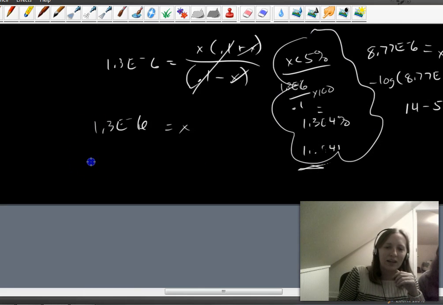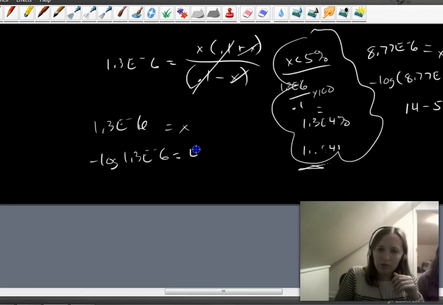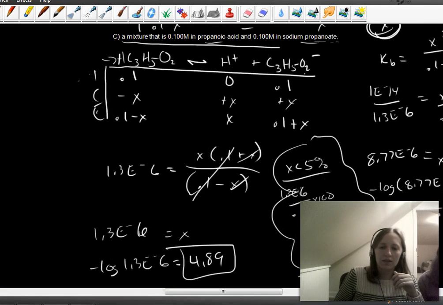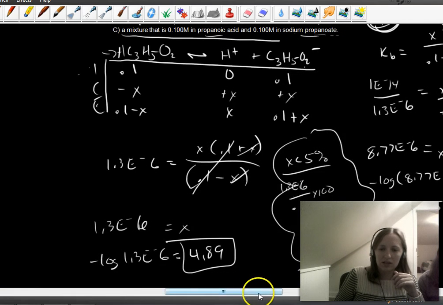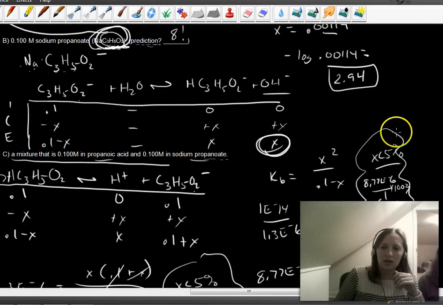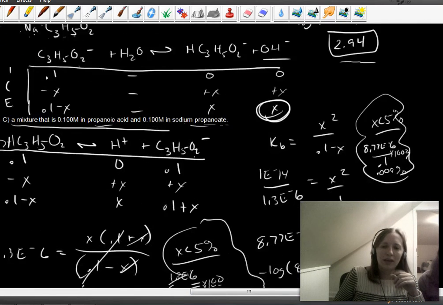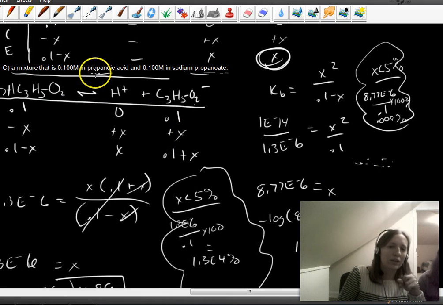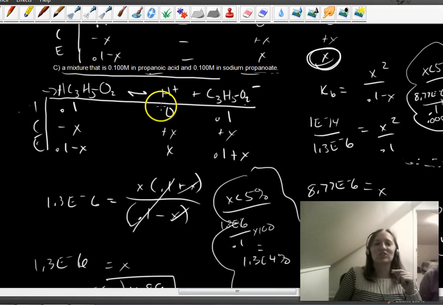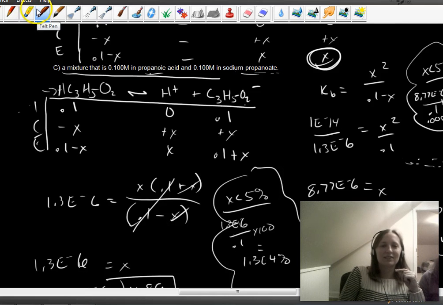Okay, and negative log of 1.3 e to the negative 6 gives me a pH of 4.89. All right, it's different. It's nice and in between the 9 and the 2.94. And this sort of mixture, where you put in an acid and its conjugate base on purpose, is going to be very useful in buffers. The next lecture is about buffers, and that's all I've got to say. Good night.